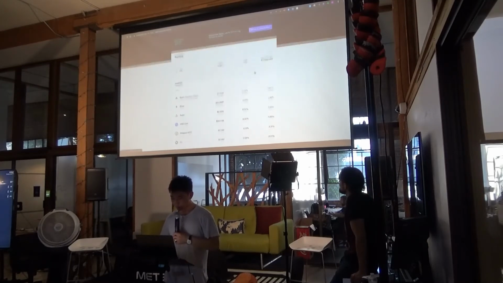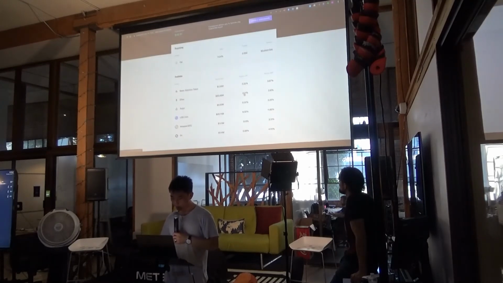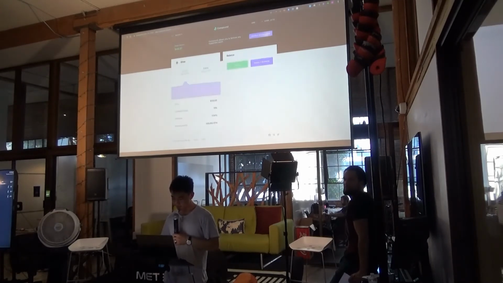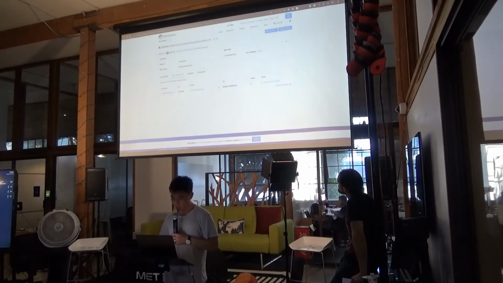Now we're going to try one more thing, which is borrowing. I'm going to borrow the max I can borrow and see if Ether goes up, in which case I'll get liquidated by the end of this demo. Let's see what else we got to do.